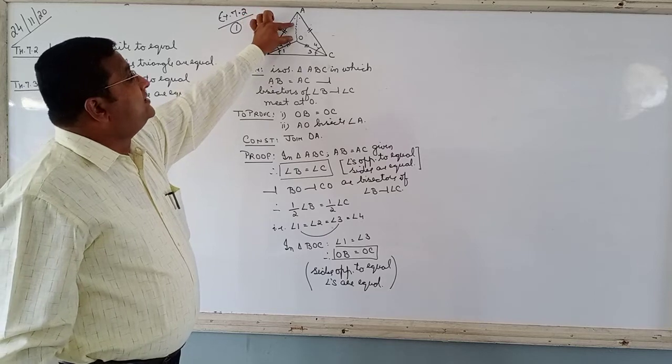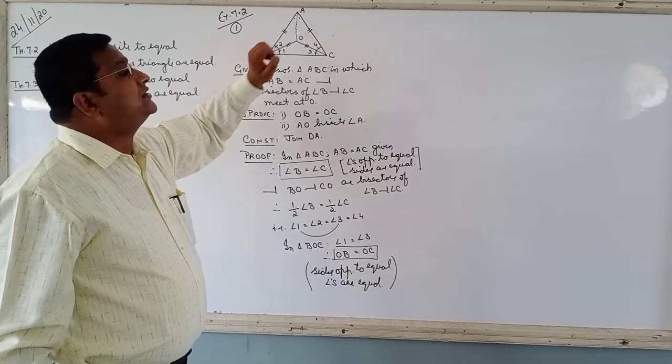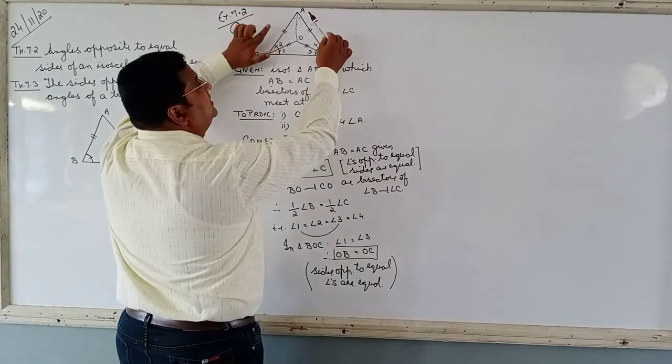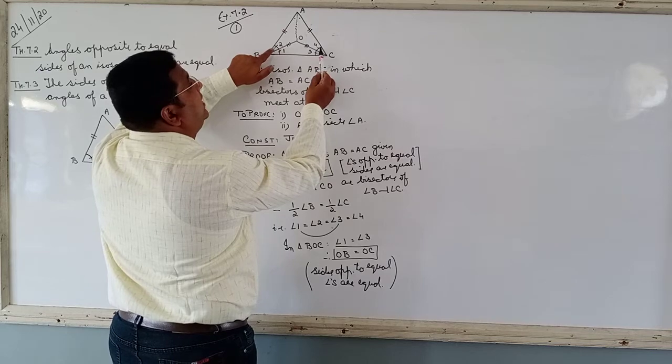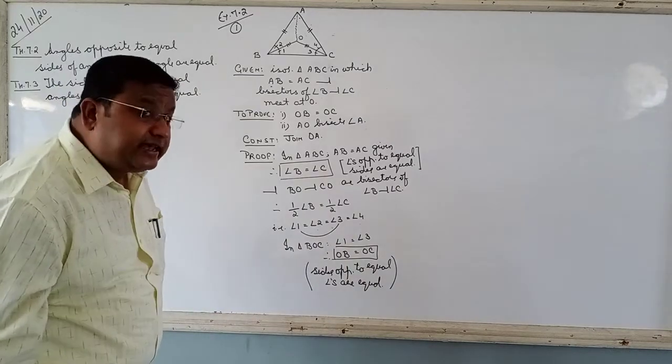Proved. And is this AO common? It is a part of both the triangles. We can also use SAS. Sir, how? AB is equal to AC, OB is equal to OC. And can you see angle 2 and 4? They are the included angle. Are 2 and 4 also equal? Yes, sir. So we can use SAS as well.